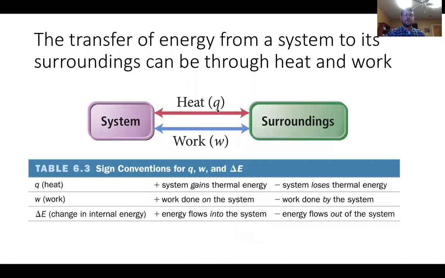All right. So heat and work, going from system to surrounding, surrounding to system. What we see is a little table where the plus and minus, just like we saw before this, and we always define it by the system, right? We always define it by the system. And so this is why we have to know what the system is. And the system can really be anything that you define it as, as long as you are consistent.